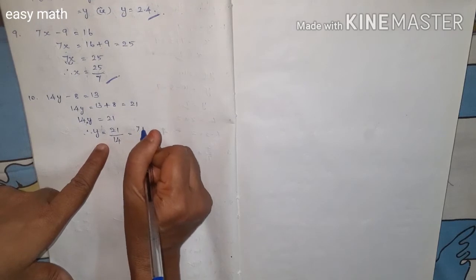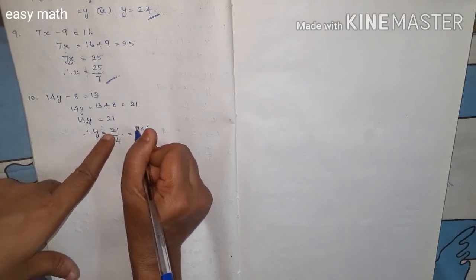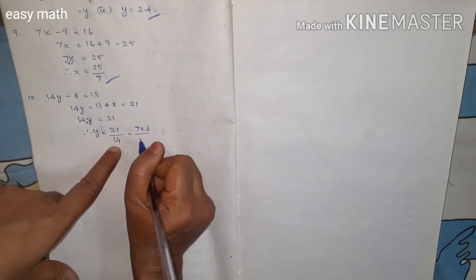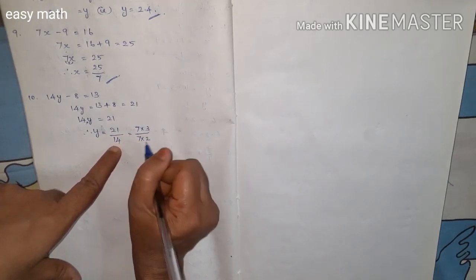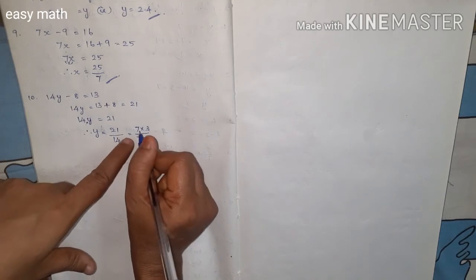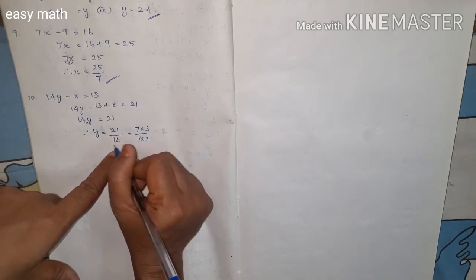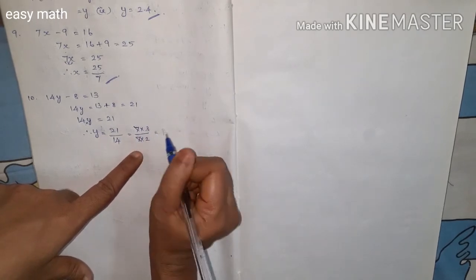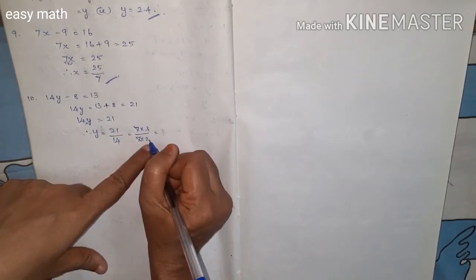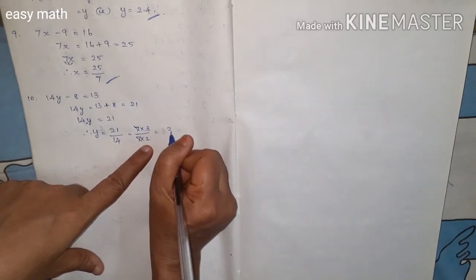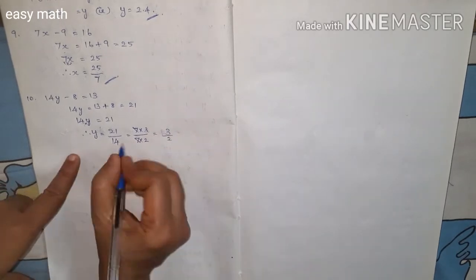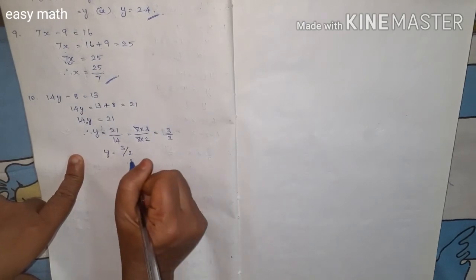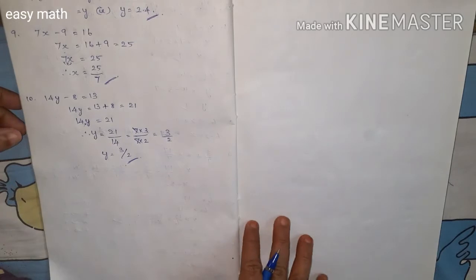Here 7 3s are 21. You know, 7 3s are 21. Then 14, 7 2s are 14. Here 7 we can cancel this. Then you have only 3 by 2. So answer is 3 by 2. Then y equal to 3 by 2. This is the answer.